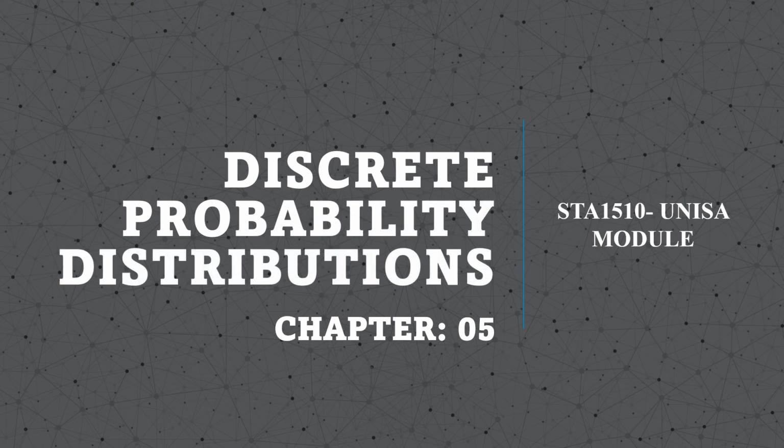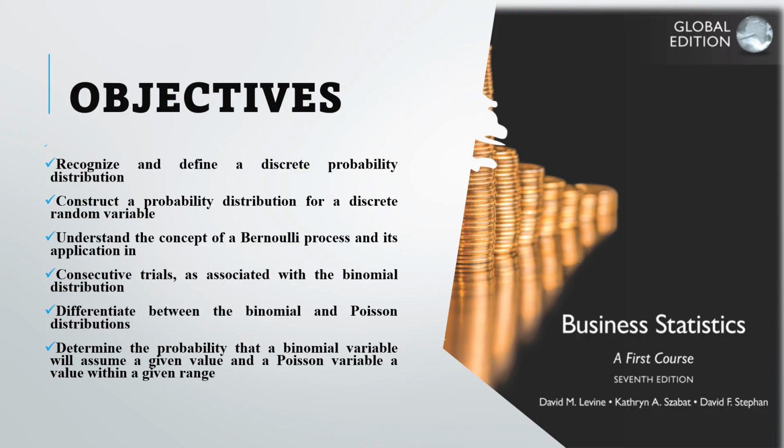In this video, we will be looking at discrete probability distribution, which is chapter number 5 of business statistics. So, the objectives for today's video are that you should be able to recognize and define a discrete probability distribution, construct a probability distribution for a discrete random variable, understand the concept of Bernoulli process and its application, consecutive trials as associated with binomial distribution. You should be able to differentiate between the binomial and Poisson distribution. Determine the probability that a binomial variable will assume a given value and a Poisson variable a value within a given range.